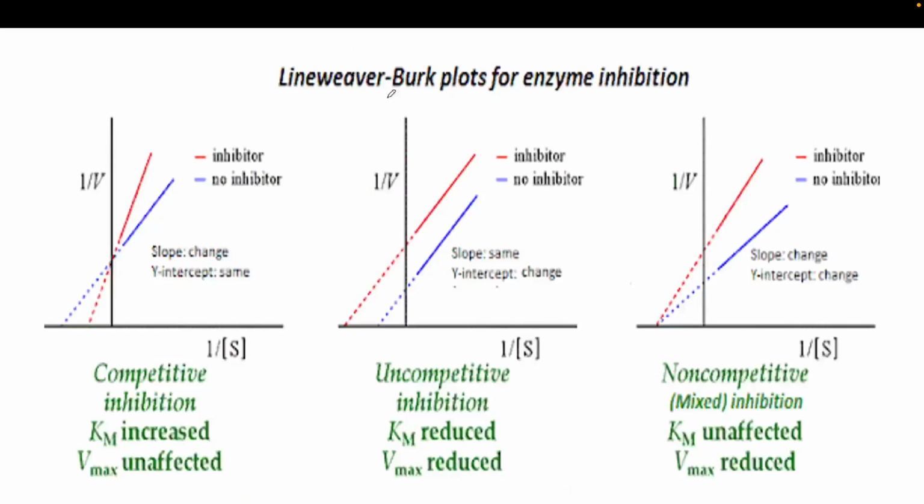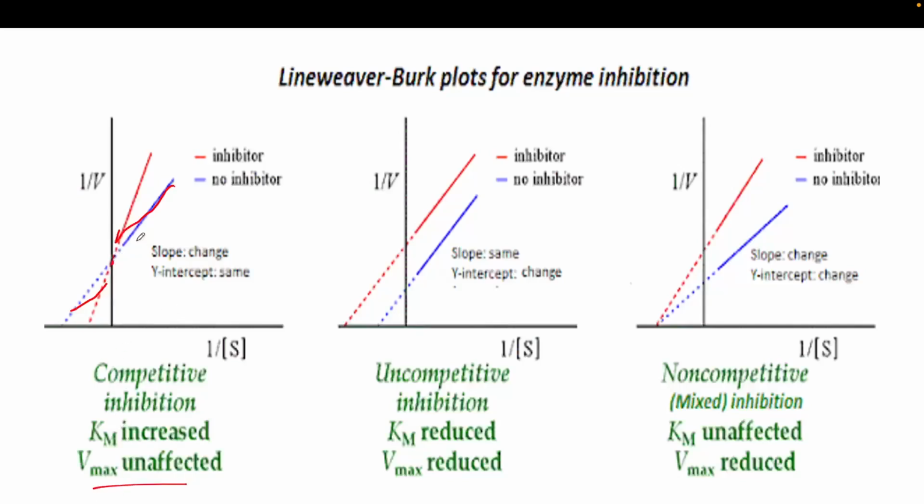This is the Lineweaver plot for enzyme inhibition. In the case of competitive inhibition, the red line is with the presence of inhibitor, and this blue one is with no inhibitor, the normal one. On the y-axis there is velocity, and both lines cross at the same point on the y-axis, so the Vmax is unaffected.